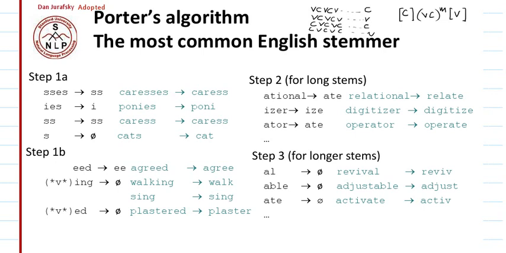So in the first one, SSES is replaced by SS. For ponies, IES is replaced only by I. Again in the same step we are applying it to CARESS, so it has to be kept intact, but only a single S is removed. Then we can have cats to cat, right?